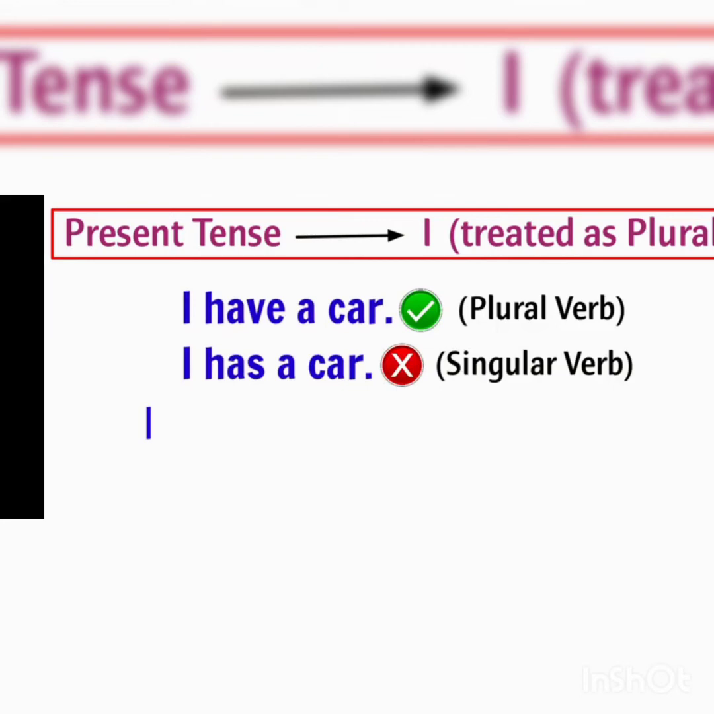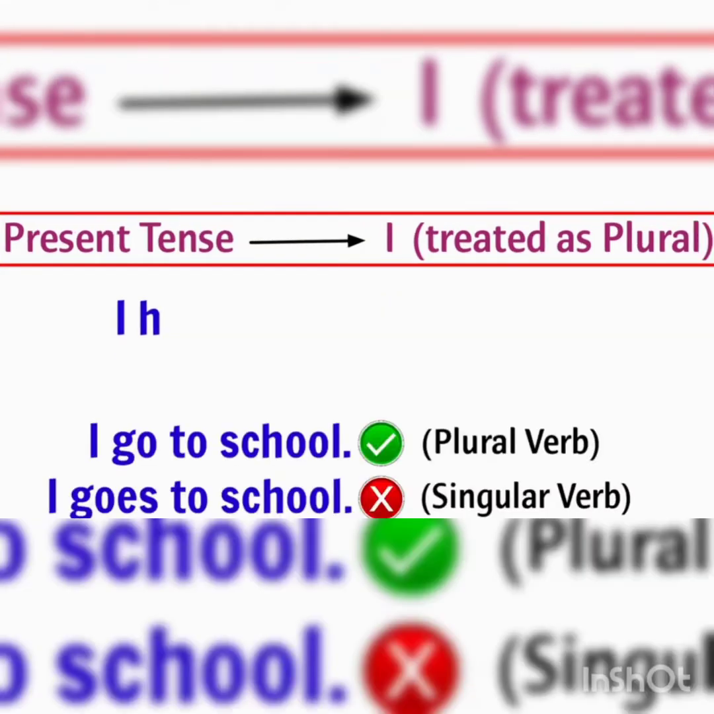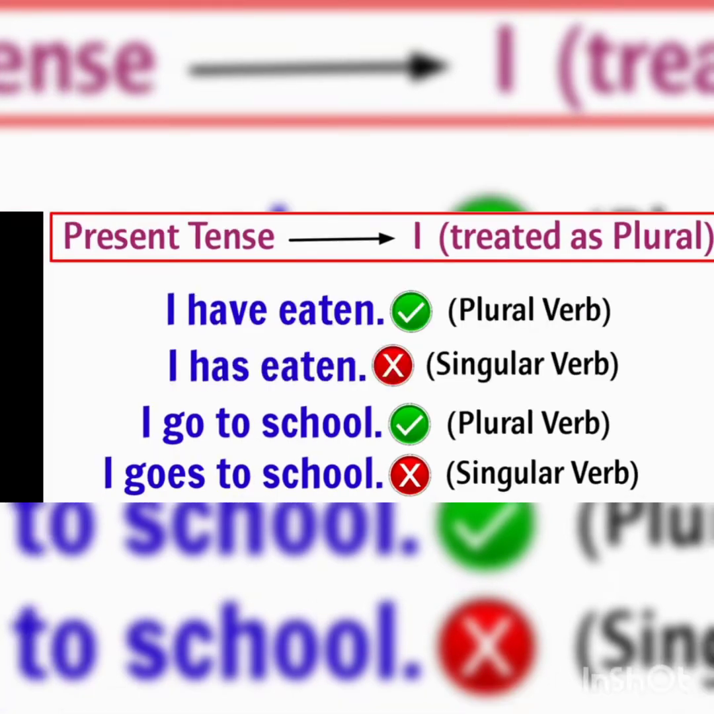Okay, past tense we will see later on. Firstly, have a look here. I go to school. I goes to school. Which one is correct now? Of course, plural verb with I. So, I go to school is absolutely correct. Look above. I have eaten or I has eaten. I have eaten. So, now is it clear to everybody how we treat I in present tense? We always take plural verb with I in present tense.